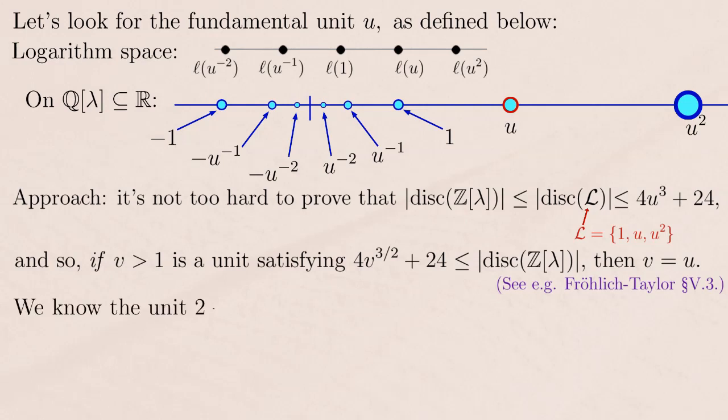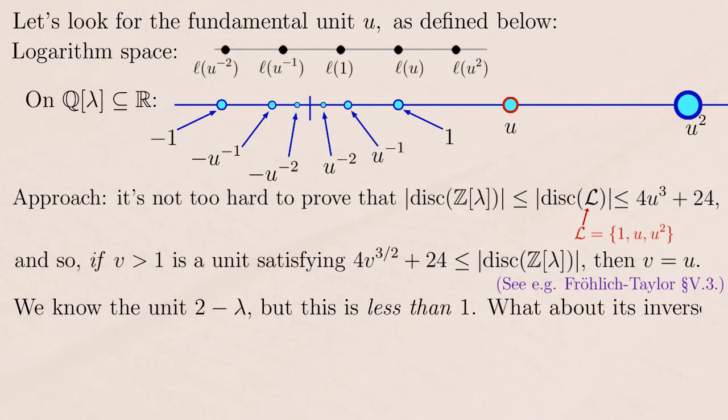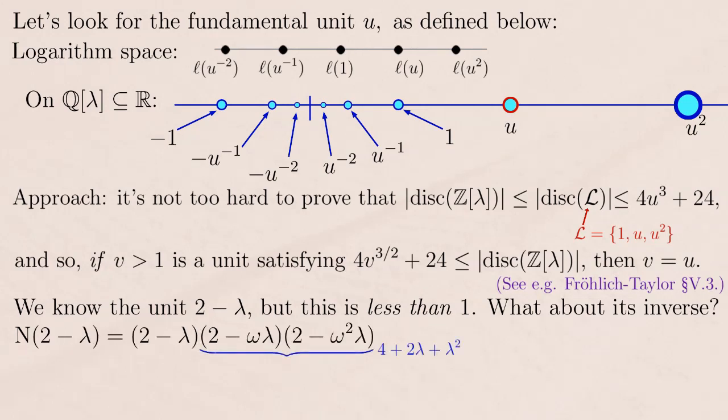Now, we know the unit 2 minus lambda, but this is less than 1. So, okay, let's take its inverse. The norm of 2 minus lambda can be written as this product, 2 minus lambda times 4 plus 2 lambda plus lambda squared, and this is equal to 1. So 4 plus 2 lambda plus lambda squared must be the inverse of 2 minus lambda and must be greater than 1.